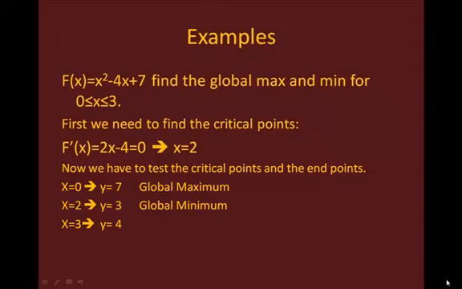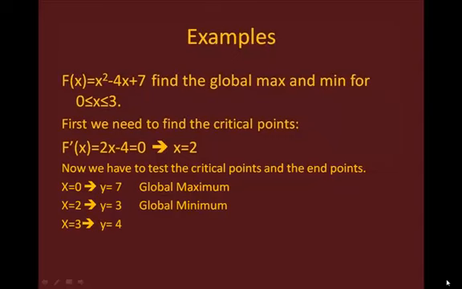So our first derivative is going to be 2x minus 4. We set that equal to 0 and we want to solve for x. We add 4 to both sides and divide by 2, giving us x equals 2. Once we have our critical point, we want to test our critical point and our endpoints. Our endpoints are 0 and 3. So we make a list of our critical points and our endpoints as I've done below. x equals 0, x equals 2, and x equals 3 are the points we want to test.